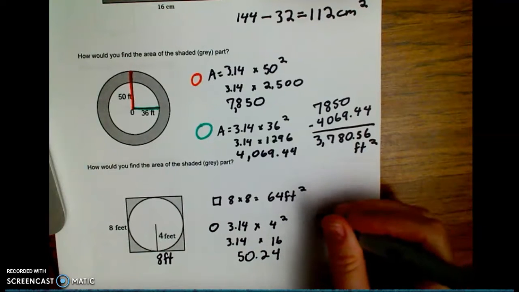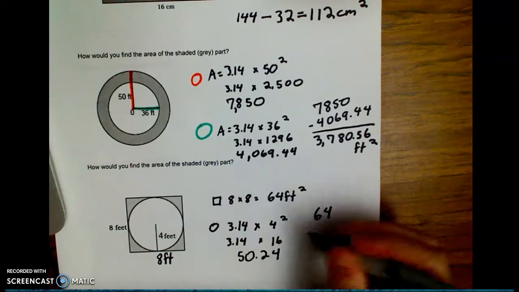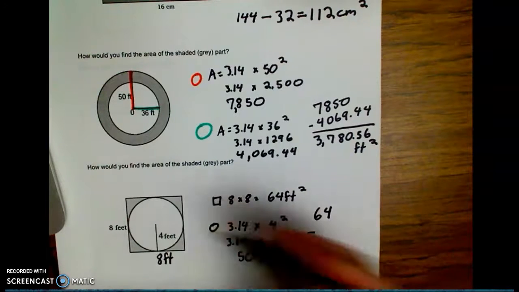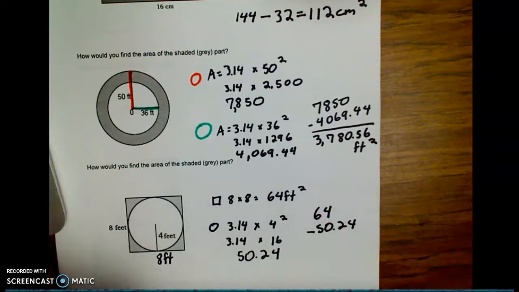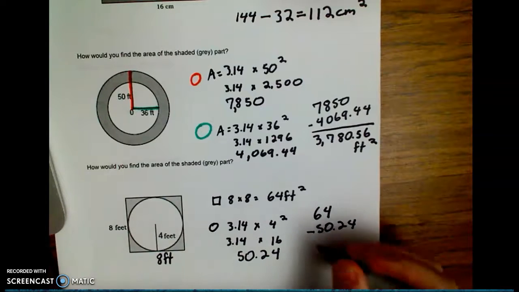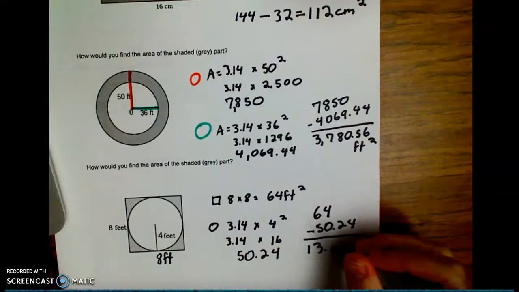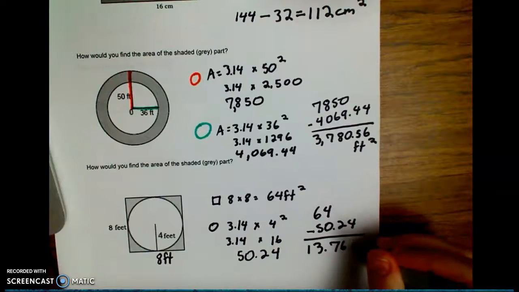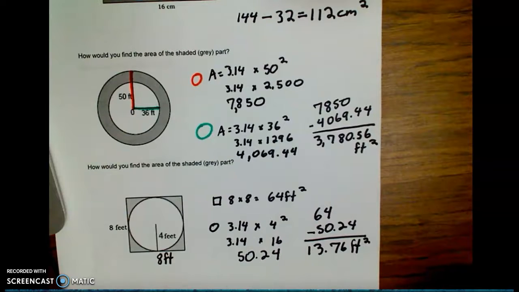Then you would need to subtract the big square minus the cutout, which is 50.24. So the shaded part is only 13.76 square feet, or feet squared. There, that wasn't so hard.